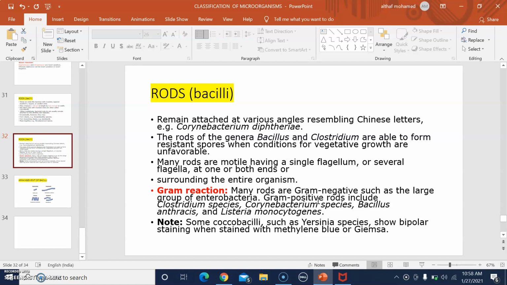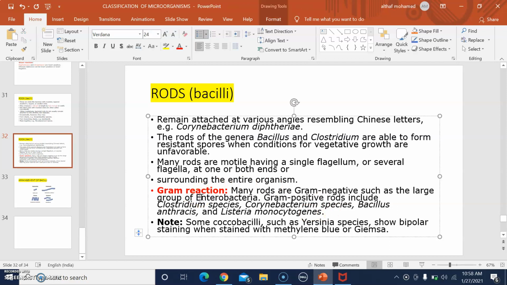Gram positive gives violet color in staining. Gram negative gives pink color after staining. In the bacilli, the gram positive rods include Clostridium species, Corynebacterium species, Bacillus anthracis, Listeria. This all comes under gram positive. Gram negative may include certain enterobacteria. Next, some cocobacilli such as Yersinia species show bipolar staining. Yersinia is a cocobacillus, a short bacillus, and sometimes it may show bipolar staining when stained with methylene blue or Giemsa. We will study this also in detail.